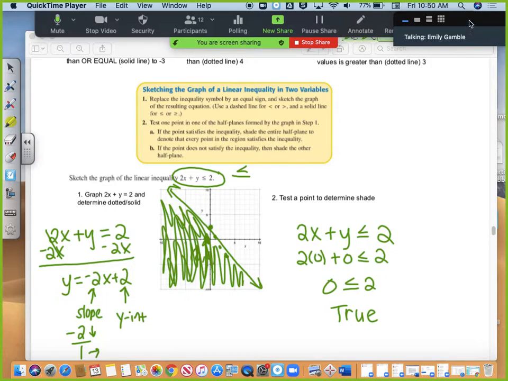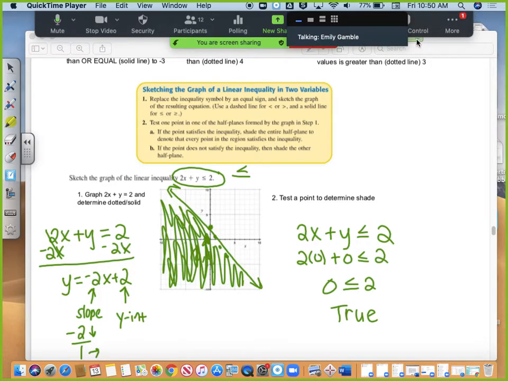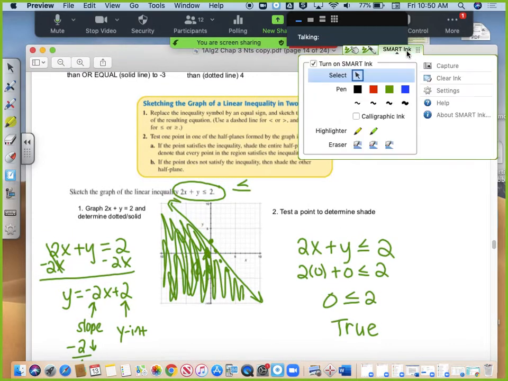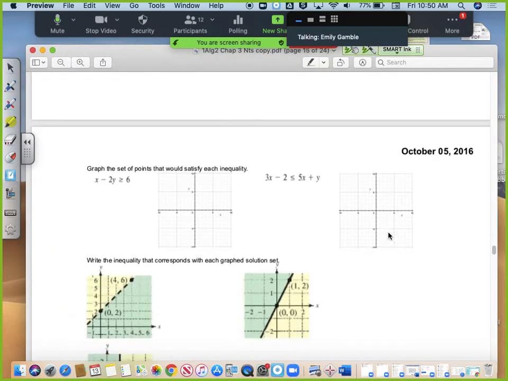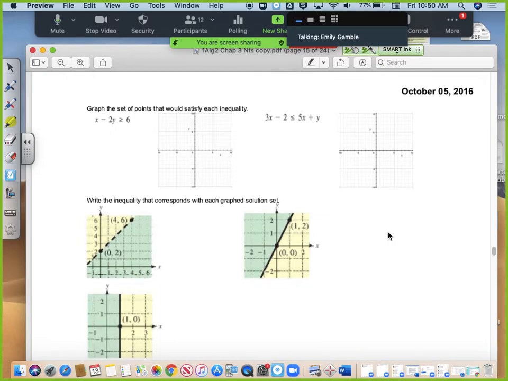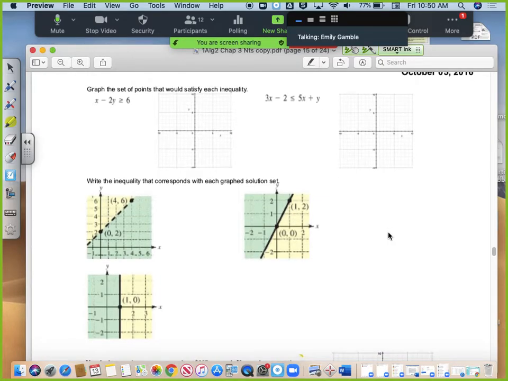All right, so I think we're going to do maybe one more example before we move on. Flip the page over to the next side. Two more examples. So we're going to be graphing these two problems. So x minus 2y is greater than or equal to 6, and then 3x minus 2 is less than or equal to 5x plus y.